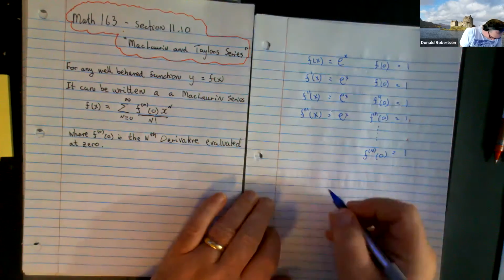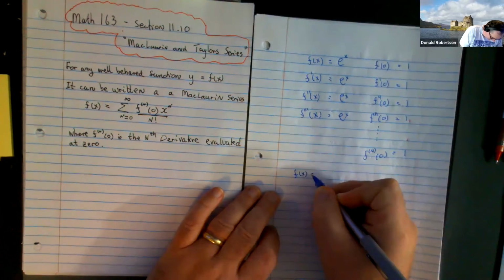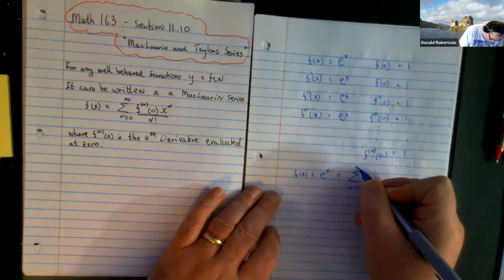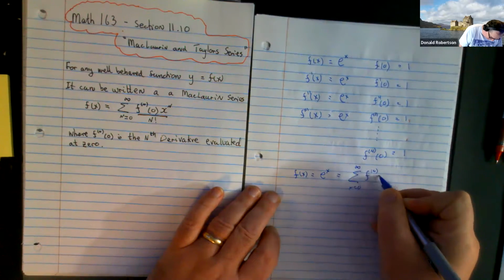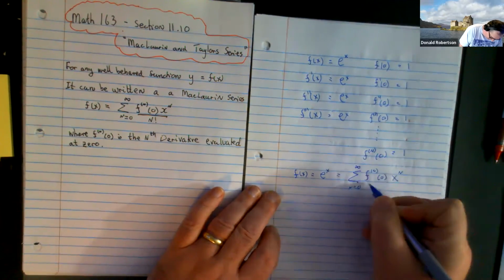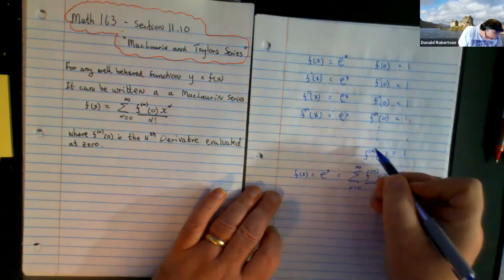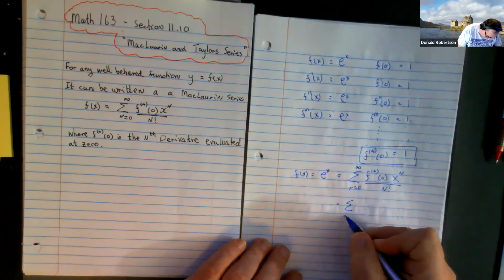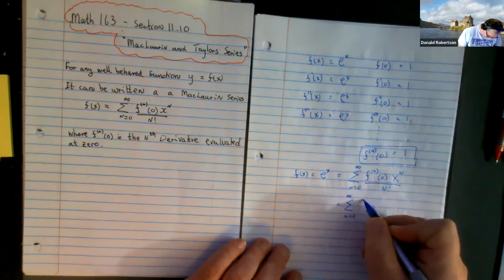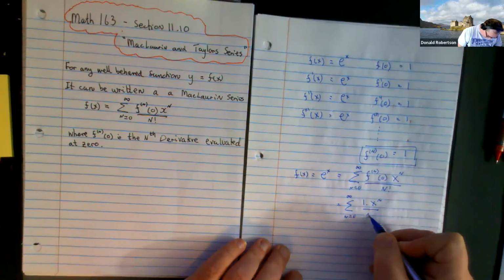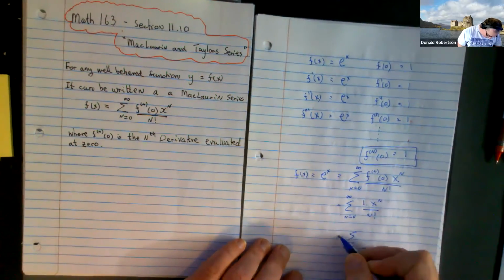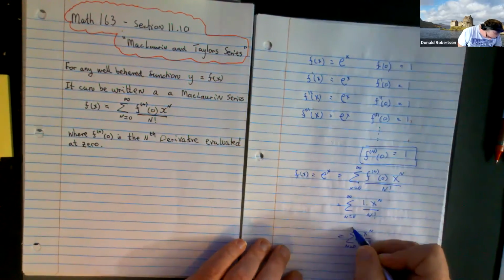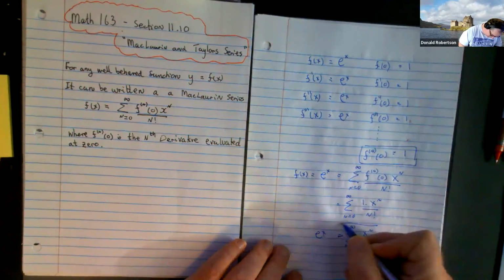So, if you want to find the power series for e to the x, it's going to be the series from n equals 0 to infinity of the nth derivative at 0, x to the n over n factorial. We have a formula for the nth derivative at 0. It just ends up being 1. And so the power series for e to the x is that guy.